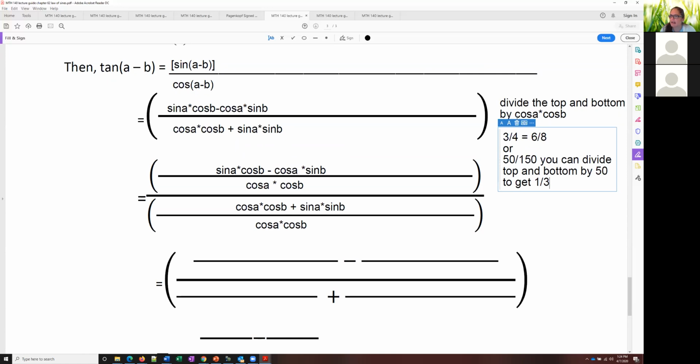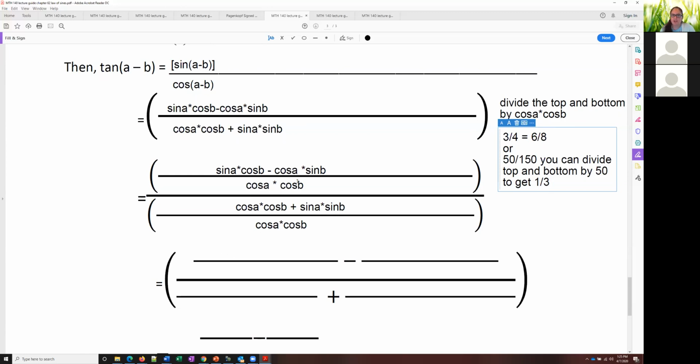So what I did was I divided the top and the bottom by the cosine of a times the cosine of b. And the reason I did that, okay, so here when we're working with numbers, dividing the top and bottom by 50 is how we can simplify, but it is something that you're allowed to do algebraically without changing the value, okay? And the reason that we're gonna do it is we're gonna end up with a really nice formula for the tangent of a minus b, okay? So hang on just a second and let's see what happens.